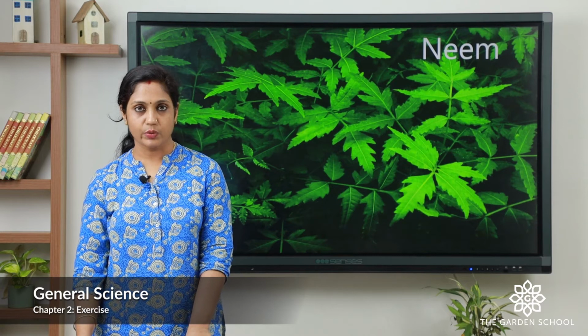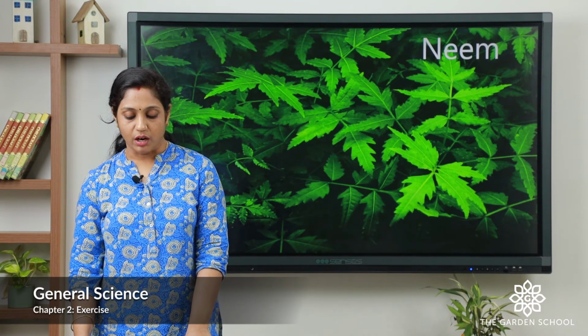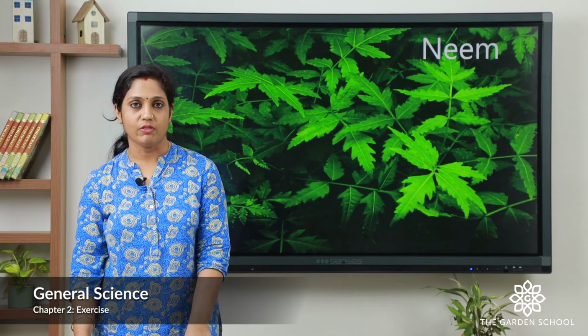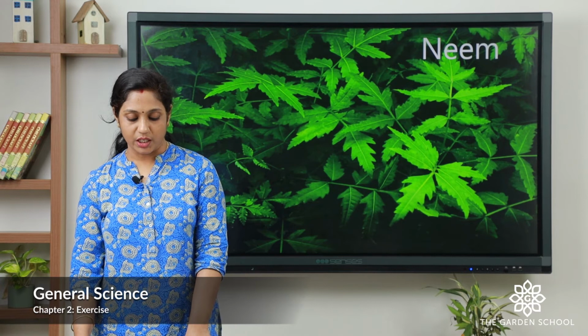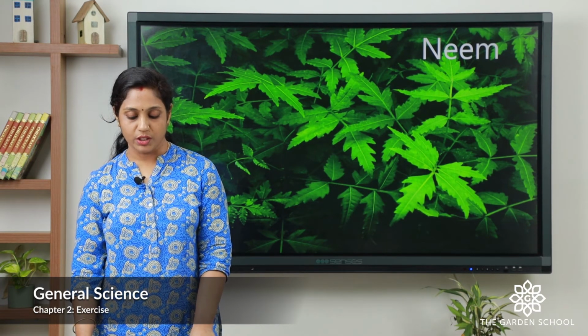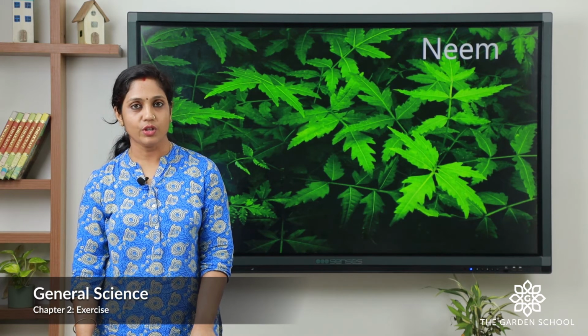So what is the first question? Is bitter gourd a fruit? Based on this poem, you have to tick whether it is yes or no. Second question, which part of the plant is used to make tea? Is it the root or the leaf?